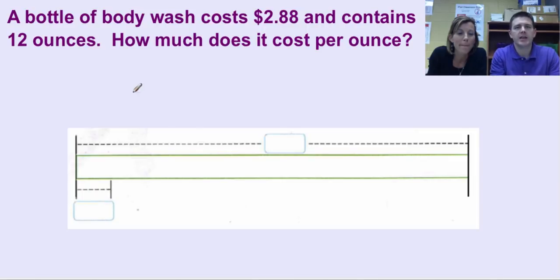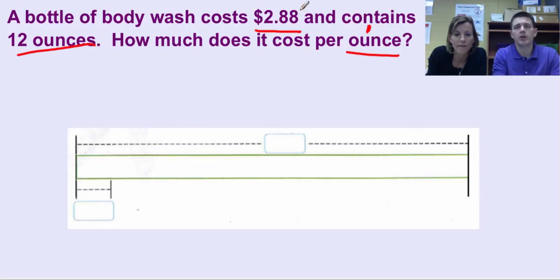This one says a bottle of body wash costs $2.88 and contains 12 ounces. We want to know how much does it cost per ounce. So for just 1 ounce. Again, you might know how to solve this just using the numbers, but we want to be able to represent what's going on in picture form as well.